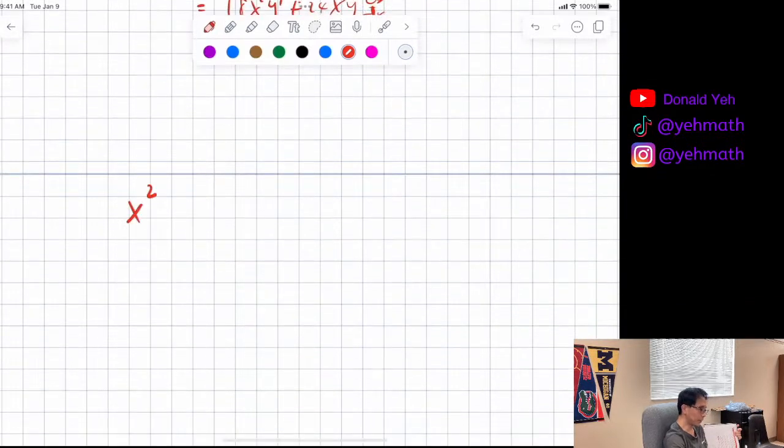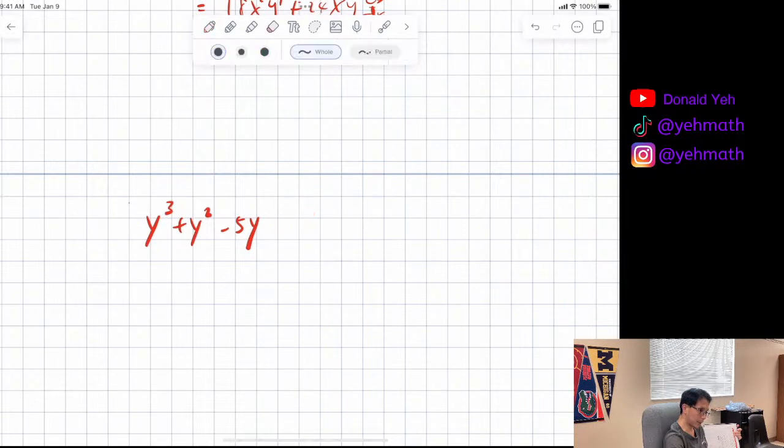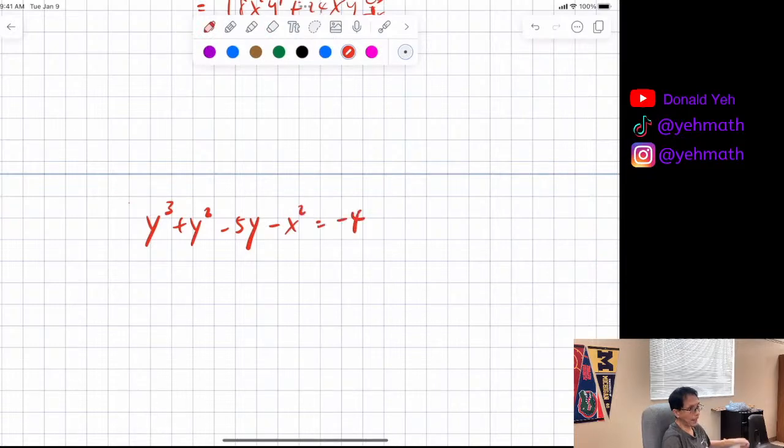So x squared, oh sorry, not x squared, y to the cube plus y squared minus 5y minus 5x squared. Oh sorry, that's not 5x squared. I can't read. Minus x squared is equal to -4. Now I have this equation. Is it possible to get y by itself?